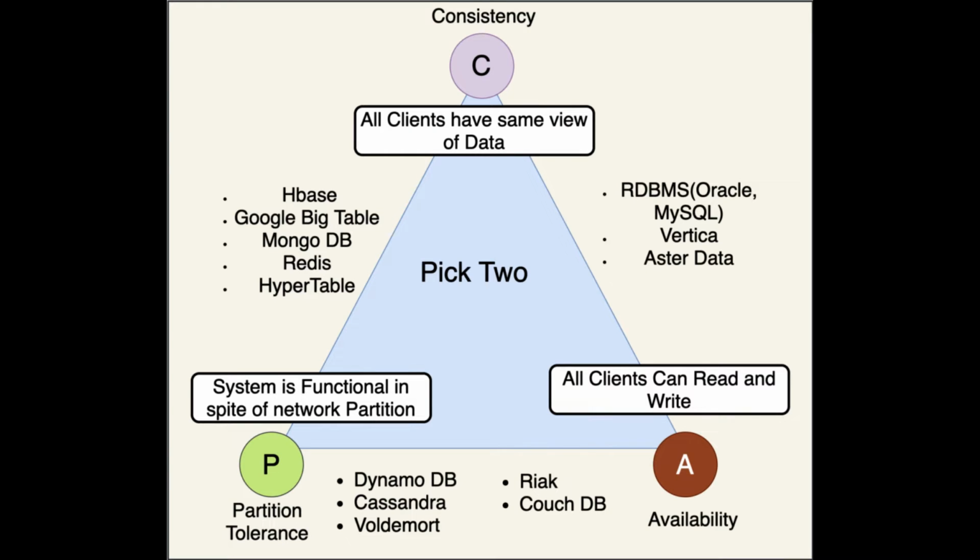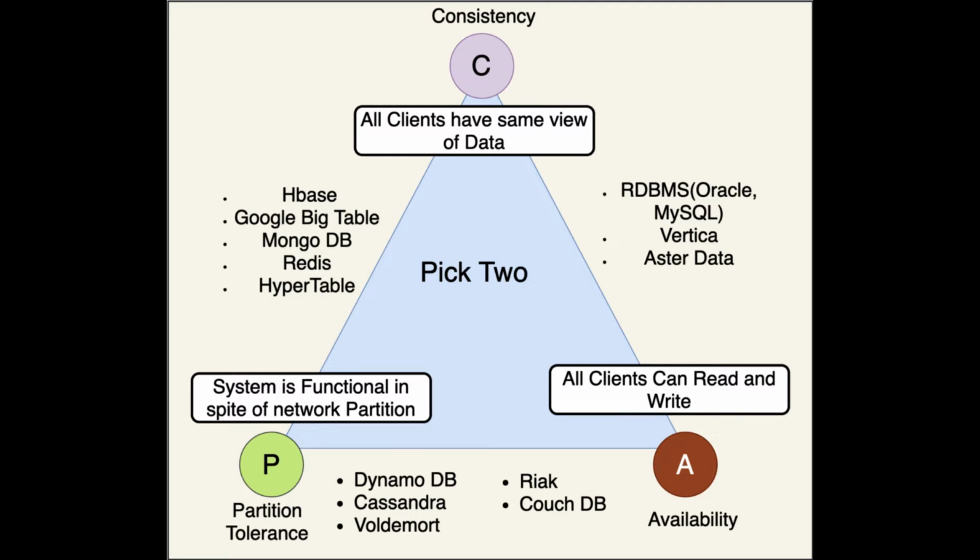In simpler terms, consistency: all nodes see the same data at the same time. Availability: every request receives a response, without a guarantee of consistency. Partition tolerance: the system remains operational despite network issues that might prevent communication between nodes.